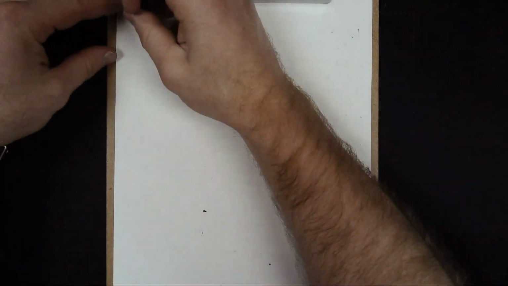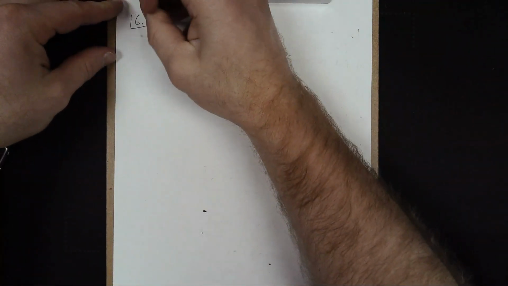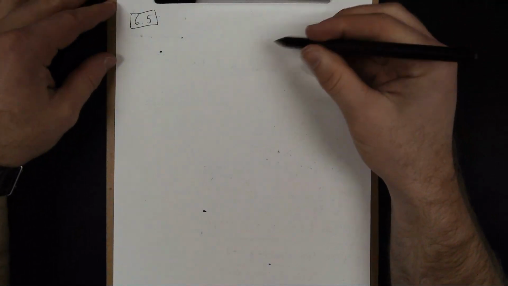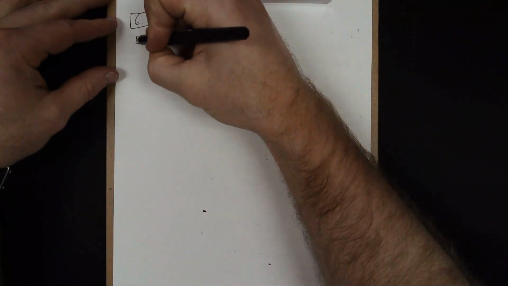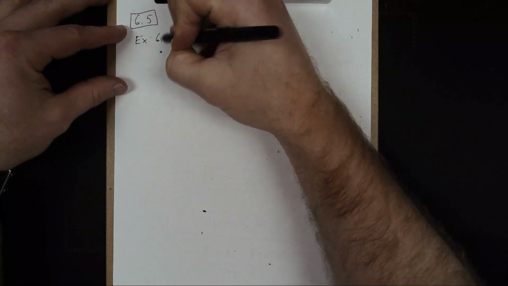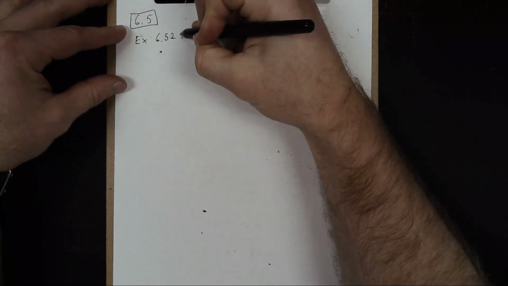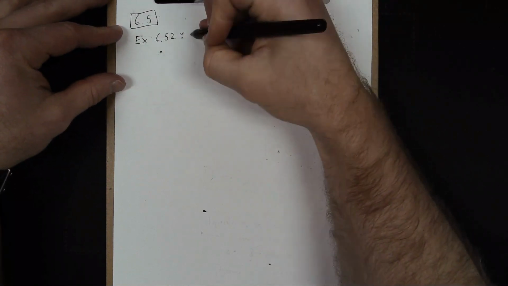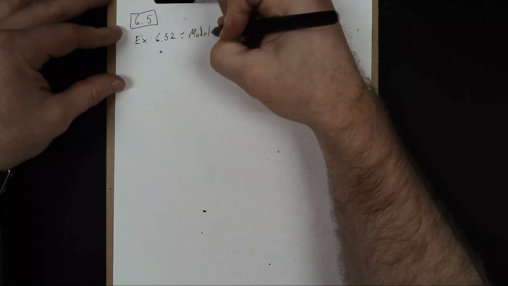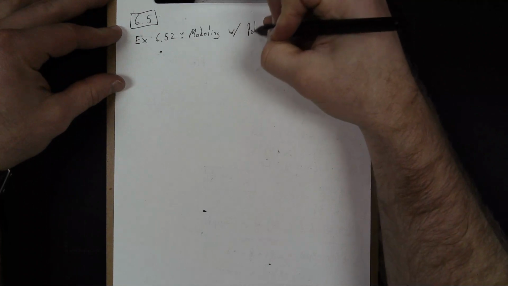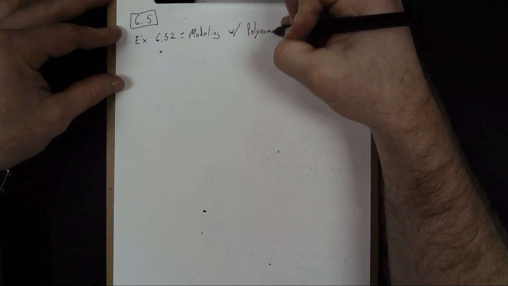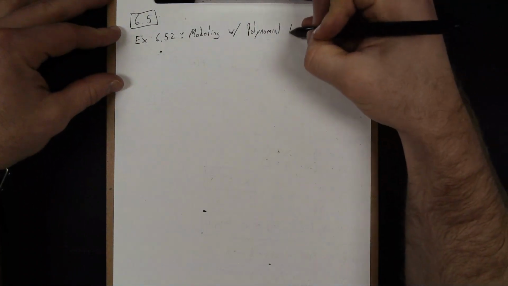Right, here we go. A little bit more 6.5 for you today. Okay, we're going to look at example 6.5.2, which is going to be all about modeling with polynomial equations.